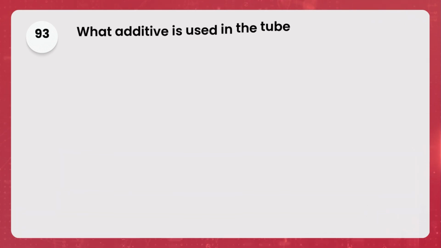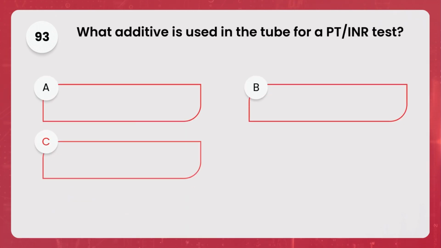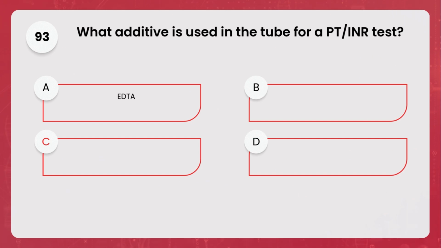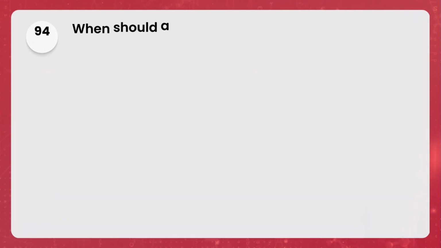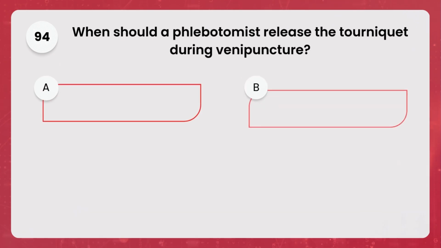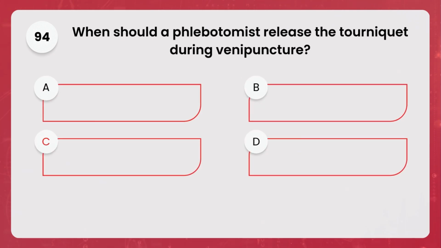Number 93. What additive is used in the tube for a PT/INR test? A. EDTA. B. Sodium citrate. C. Heparin. Or D. None? The answer is B. Sodium citrate.